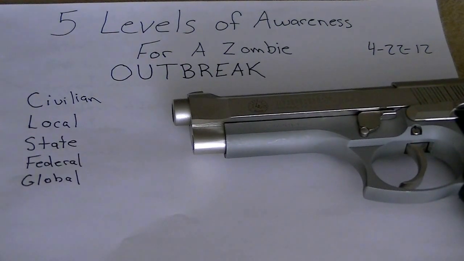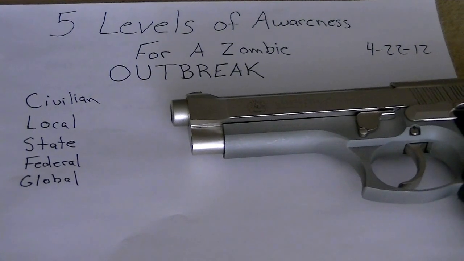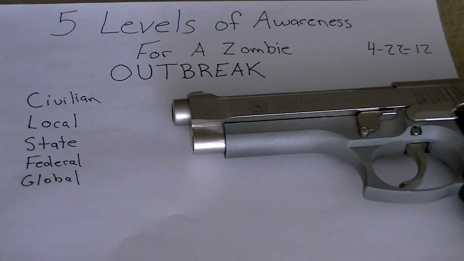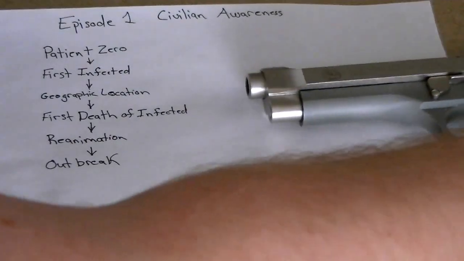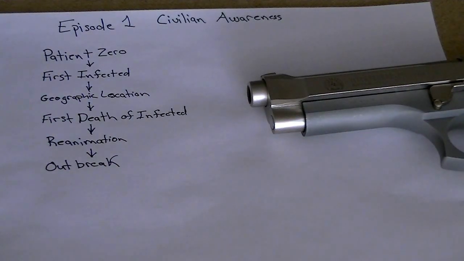The name of this video is going to be the 5 levels of awareness for a zombie outbreak. Now the 5 levels are civilian, local, state, federal, and global. Each stage of awareness of an outbreak is pretty crucial, but the first and foremost one is the civilian. The civilian is the most important level of awareness because that's how everybody recognizes it's an outbreak.